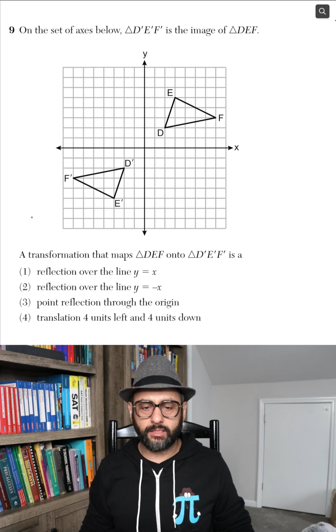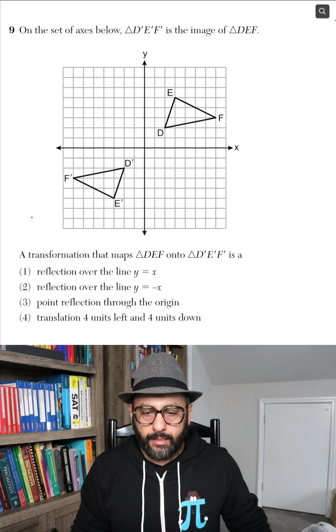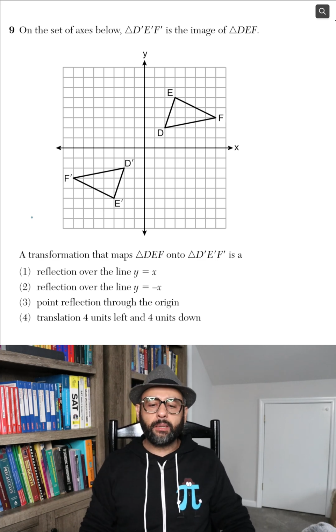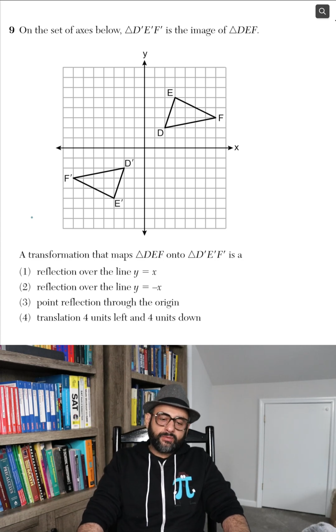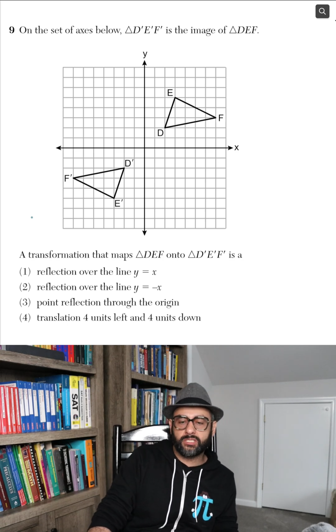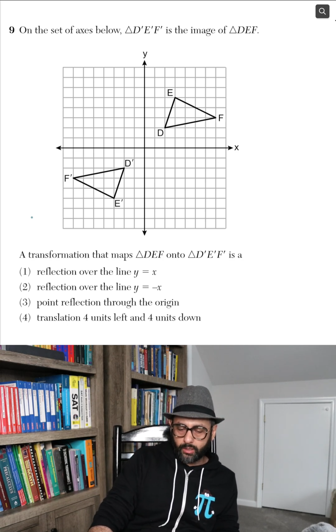Number 9, on a set of axes below, triangle D prime E prime F prime is the image of triangle DEF. A transformation that maps DEF onto D prime E prime F prime is a reflection over the line y equals x, or a reflection over the line y equals -x, or a point reflection through the origin, which is equivalent to a rotation by 180, or a translation 4 units left and 4 units down.